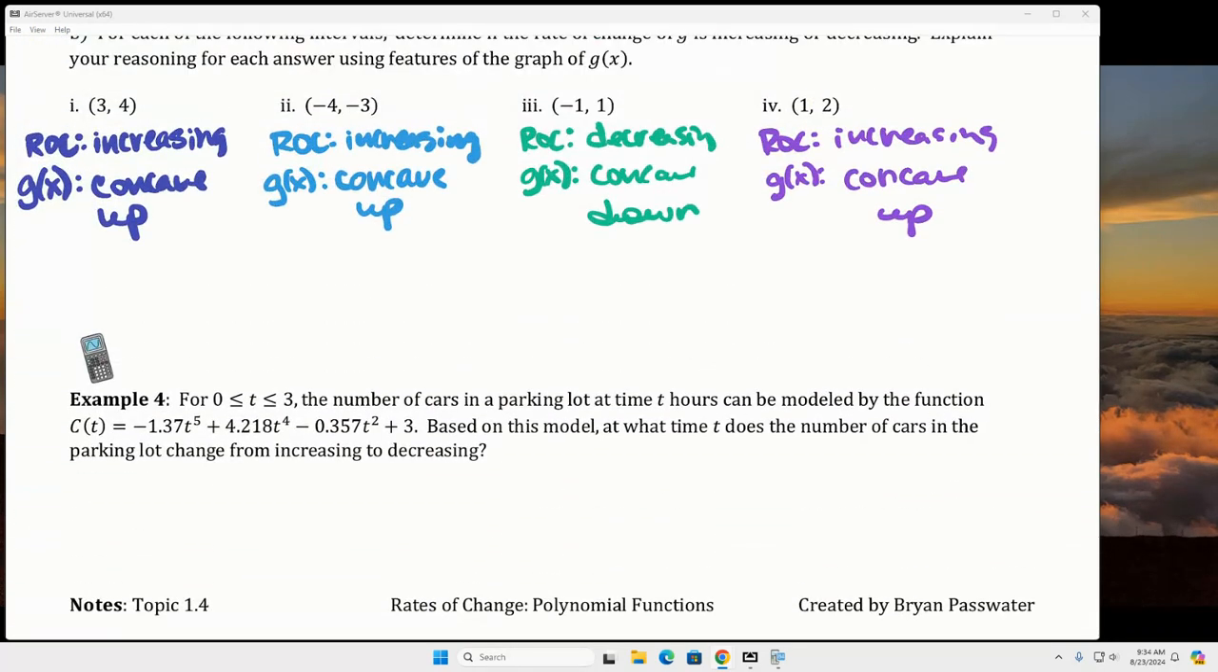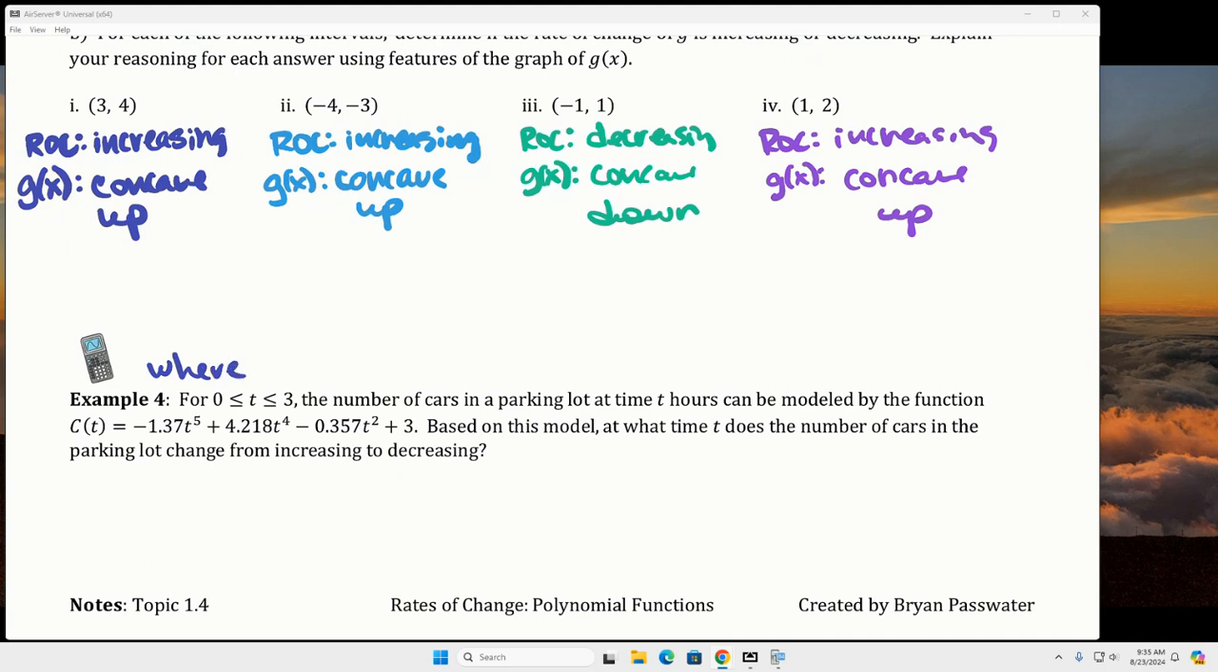And so we're going to do this number 4 on the calculator, but I'm adding questions to it. Now to answer number 4, the question is, at what time is the number of cars in the parking lot changing from increasing to decreasing? You do not have to do all the things that I'm doing, but I just want to refresh your memory about it. So we're going to do different things.